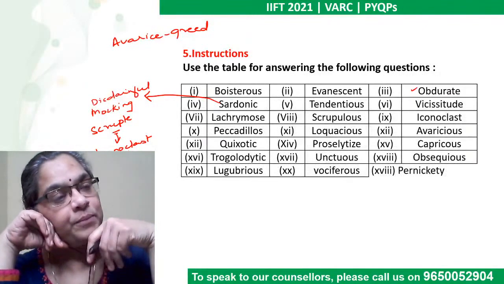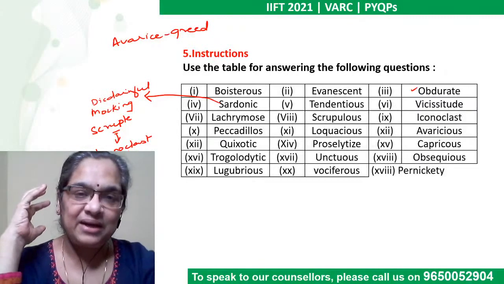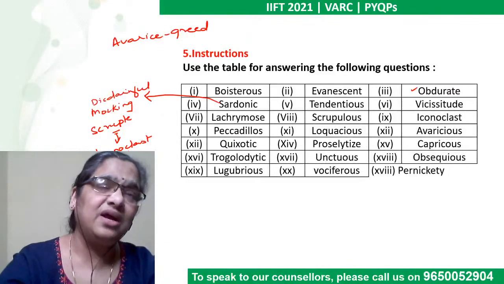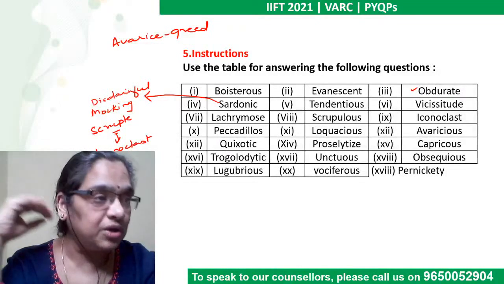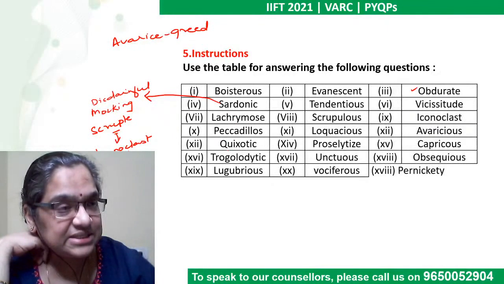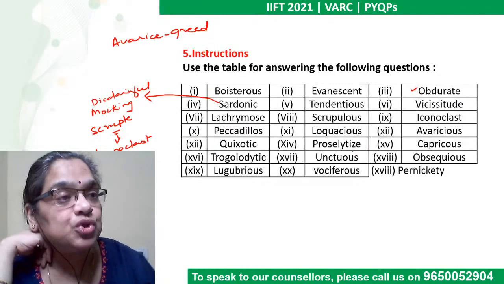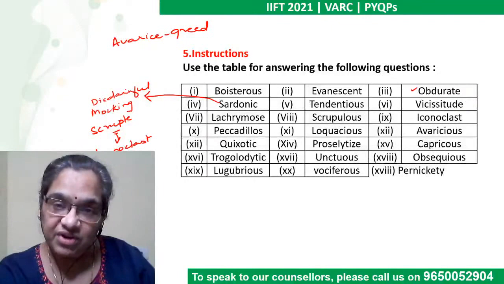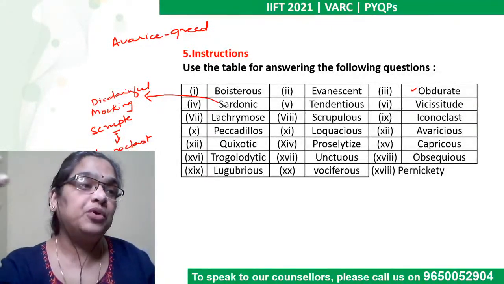Quixotic comes from Don Quixote. What was Don Quixote? He was an impractical fellow, but he was an idealist. He comes up with ideas which cannot be implemented, and that person is called quixotic. Somebody who is idealistic but impractical. Proselytize means to try to convert somebody. So when people try to convert you into their religion, those people who persuade you are called proselytizers.